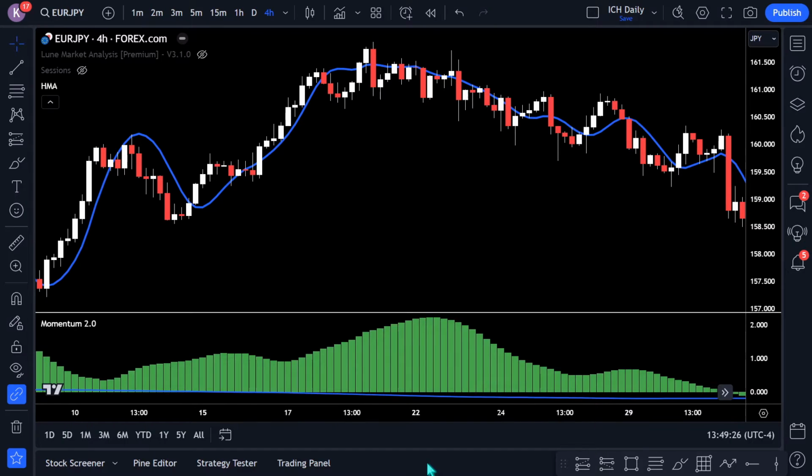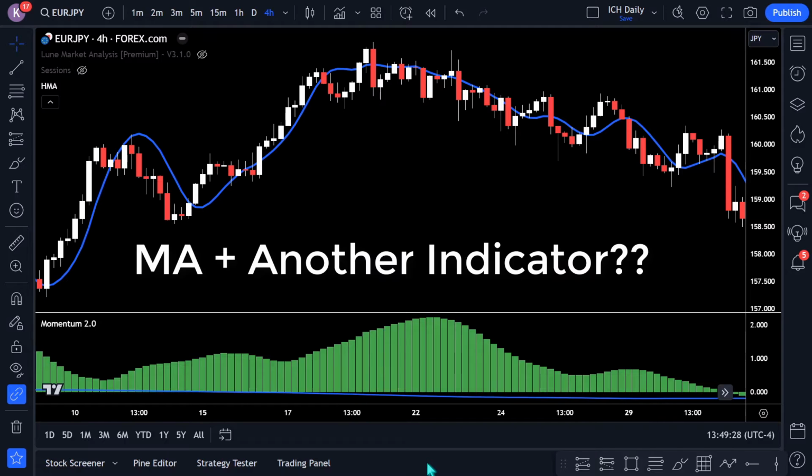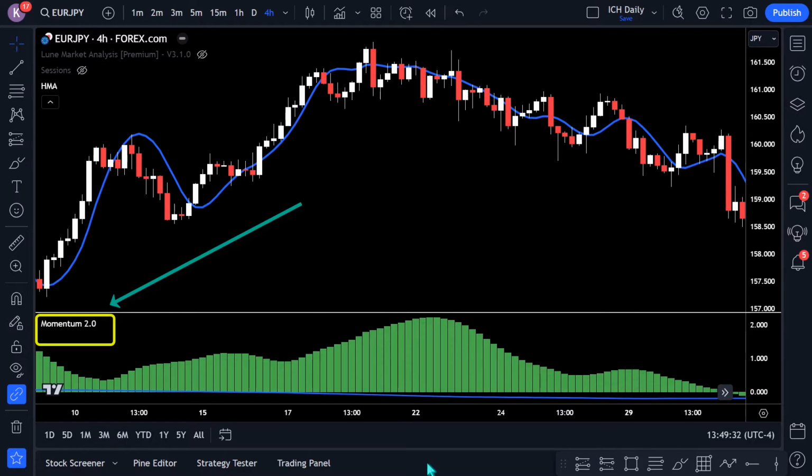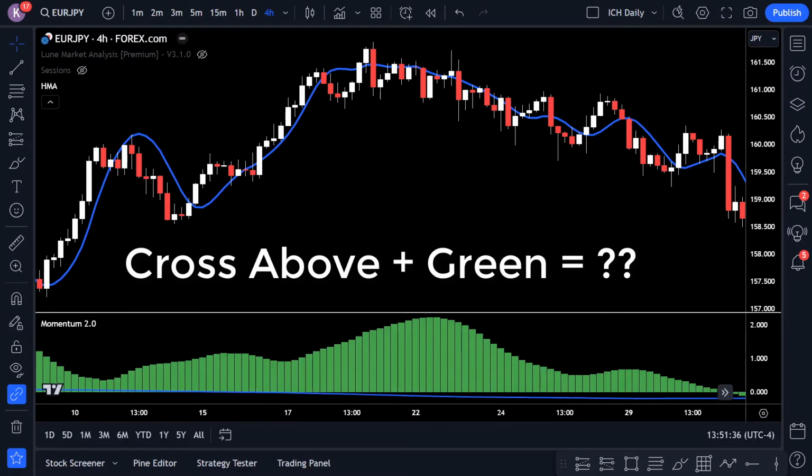Soon after this, I realized maybe a moving average isn't enough. I need something to smooth out the moving average. This is when I stumbled on momentum indicators. Here I'd only be looking to take trades when the two agree. In this case, a long signal.